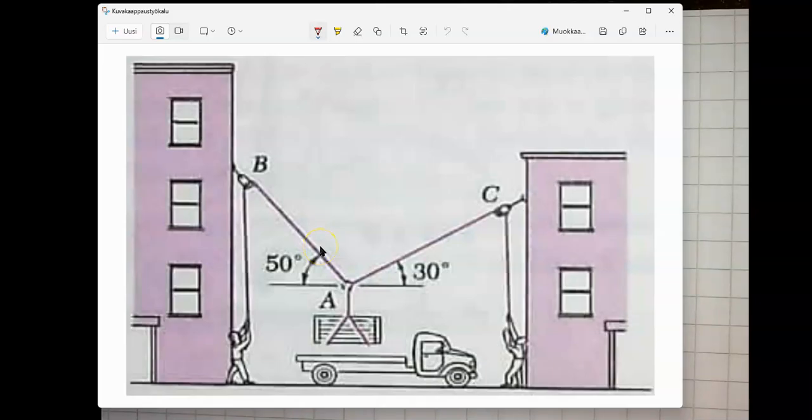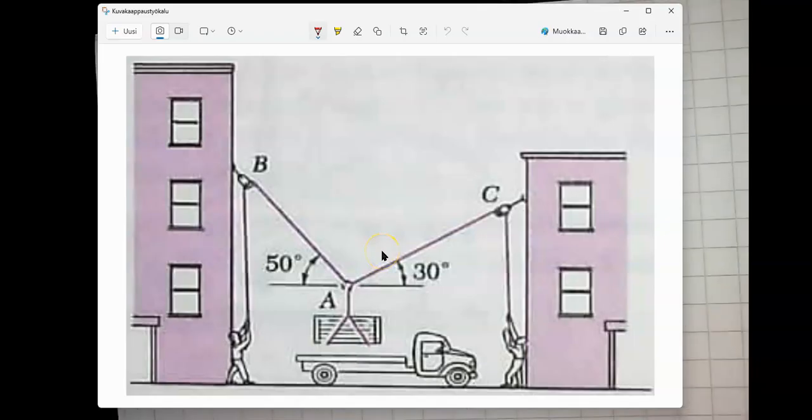And now we want to check what are the forces which are going along those cables, or the ropes there. And we know that the weight of this box is 75 kilograms.